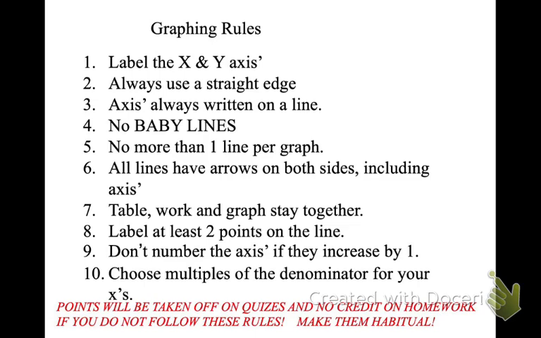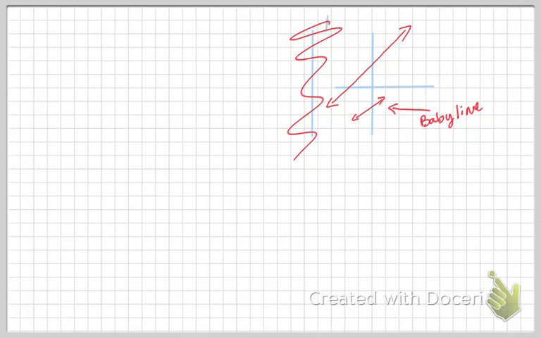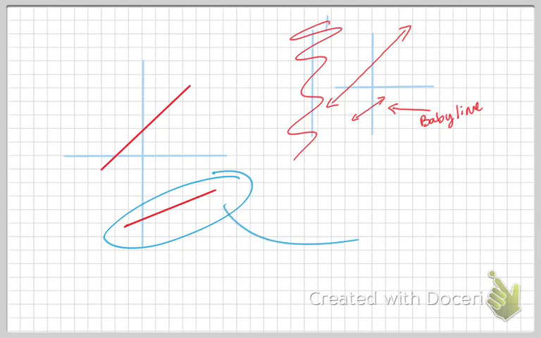Number five, no more than one line per graph. When I'm graphing a line, I just don't want to see more than one line per graph. So if one equation is here, we don't want to see the other one being here. This one right here needs to be on a whole other graph. No more than one line per graph.